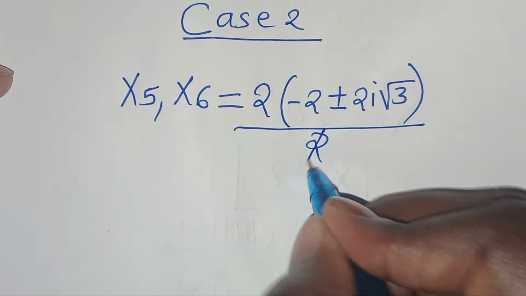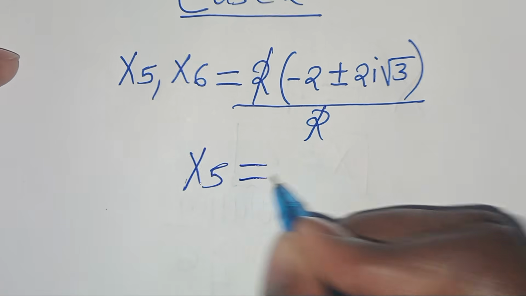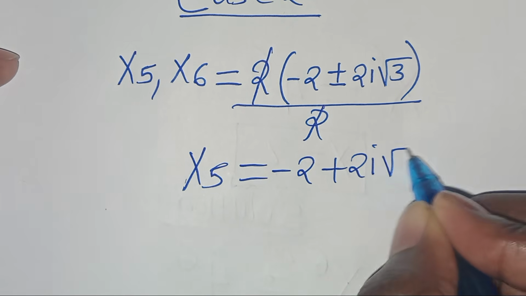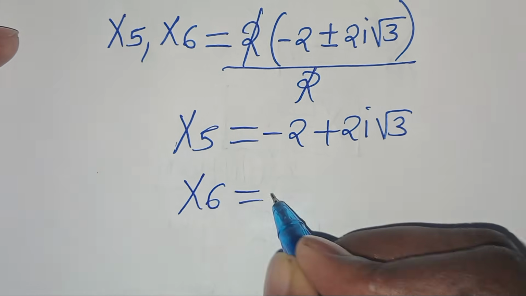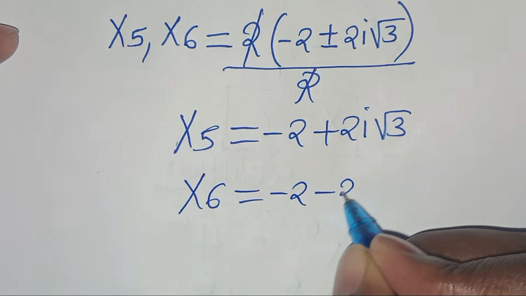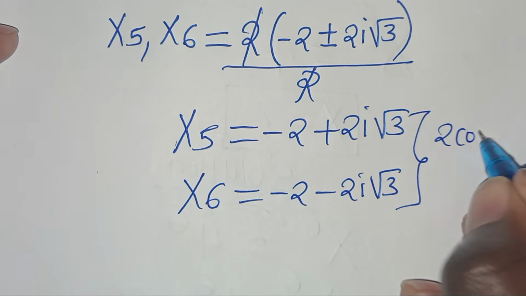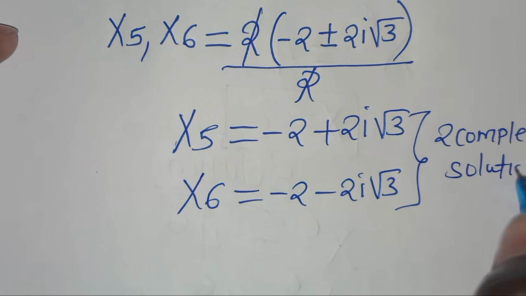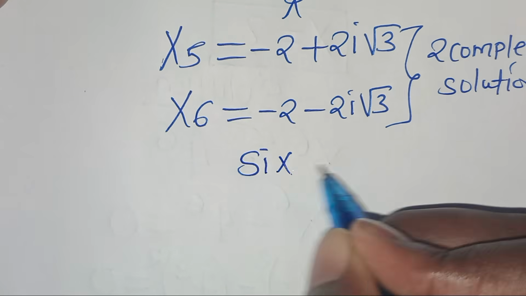So we can simplify 2 and 2 here, so that x5 is equal to negative 2 plus 2i square root of 3. And we have x6, this is equal to negative 2 minus 2i square root of 3. So these are two complex solutions under case 2. So this totals to 6 solutions.